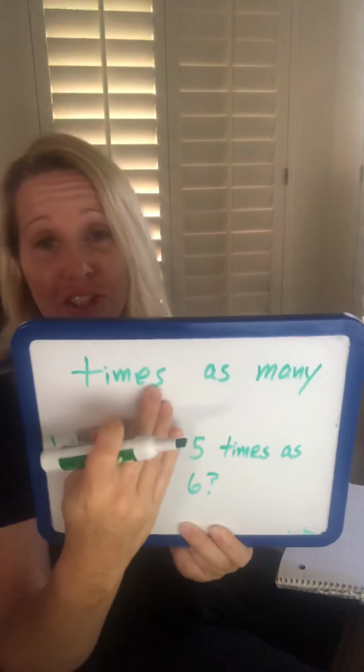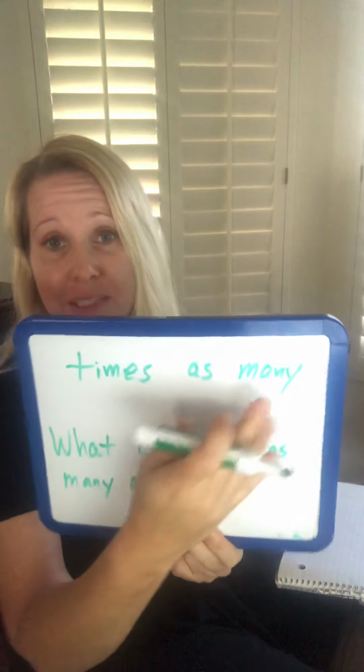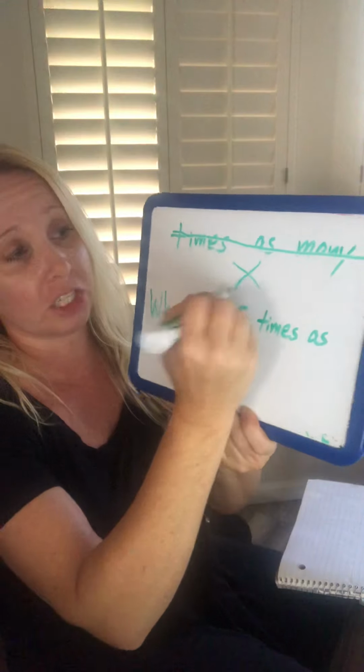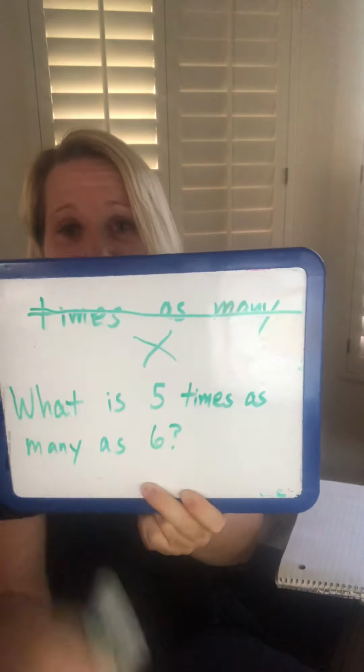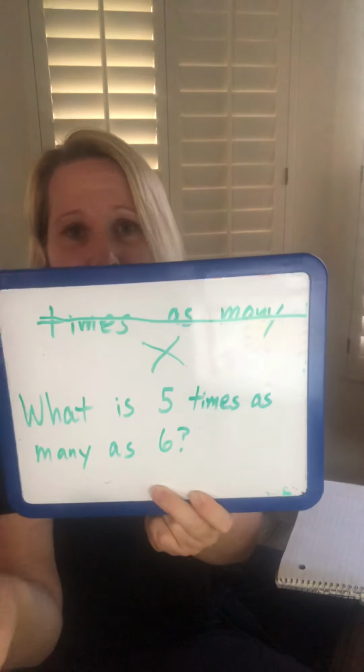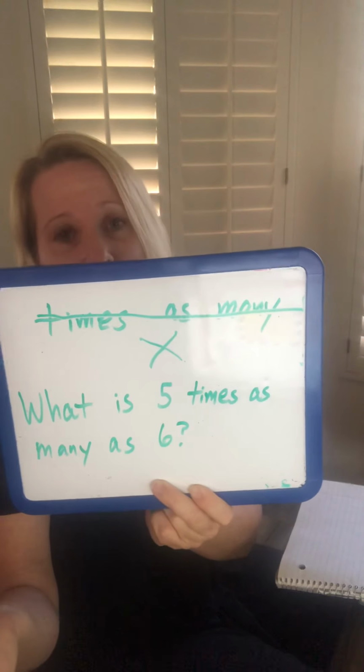So what I like to do when I see this phrase, times as many, I cross it out and I put a multiplication sign, right? This is our multiplication, this is our times sign. I actually just cross it out and right above it or right below it, put that multiplication sign.